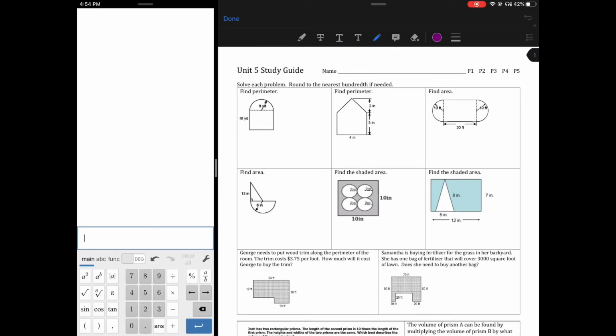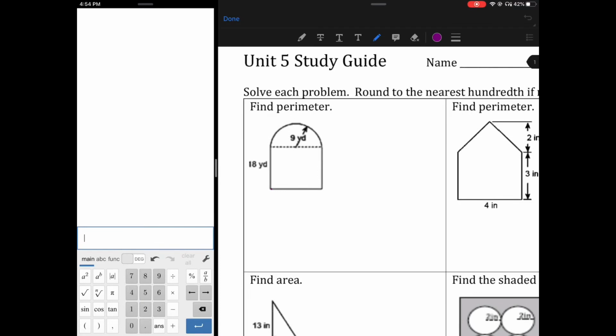So, getting started, we're just going to go one problem at a time, solving for each of these things. So the first problem asks us to solve for the perimeter. Remember, perimeter means around the outside of the shape. So we're going to have to add all of the values on the outside of the shape. So we need to figure out what all those measurements are.